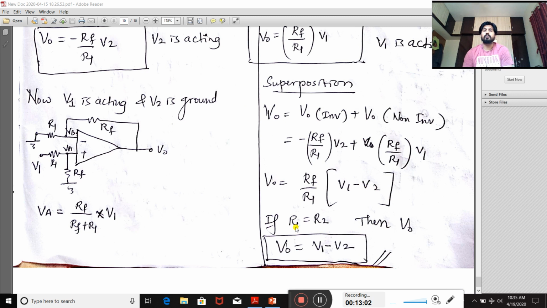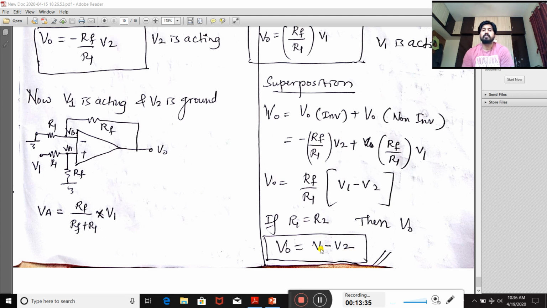Now suppose R1 is equal to RF. I have written R2, please change it to RF. If R1 is equal to RF, suppose this is 1 kilo ohm and this is also 1 kilo ohm, the net value is 1. If it is 4 kilo ohm and this is 4 kilo ohm, net again 1. If it is 5 kilo ohm and this is 5 kilo ohm, both are 1. Now same 1 only. So if R1 is equal to RF, then V naught is equal to V1 minus V2.